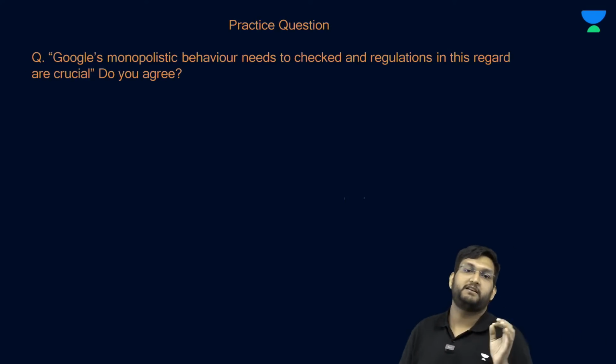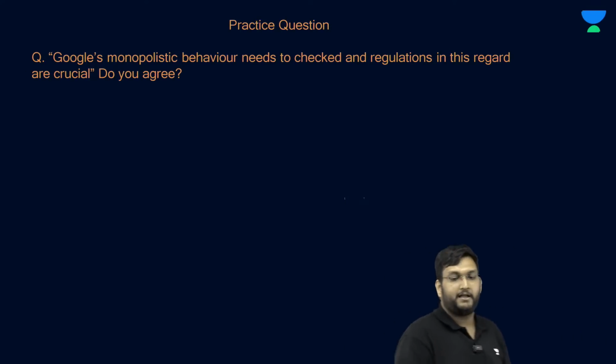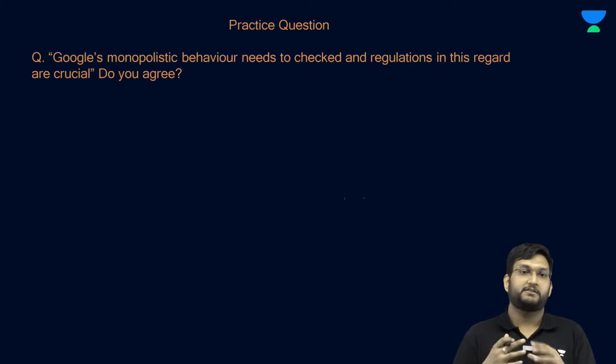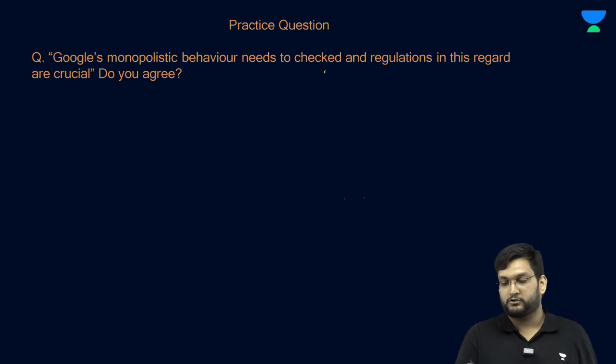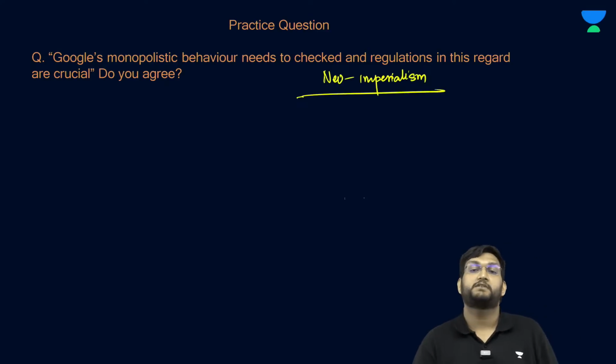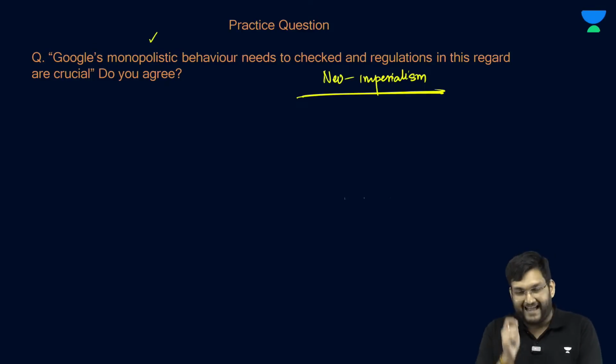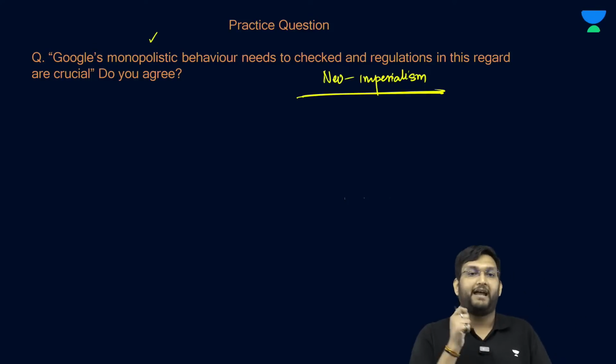Google's monopolistic behavior needs to be checked, and regulations in this regard are crucial. Do you agree? This is not just about Google. This is also about neo-imperialism, which is the concept of domination of countries via institutions, specifically MNCs. And therefore, Google's monopolistic behavior has to be checked, needs to be checked and regulated.